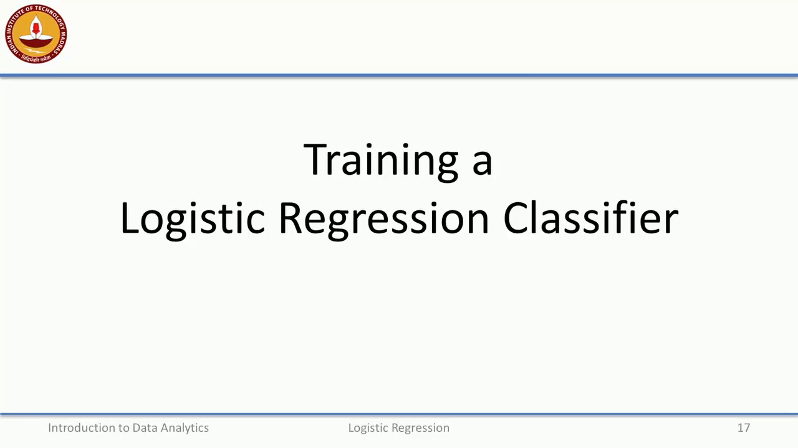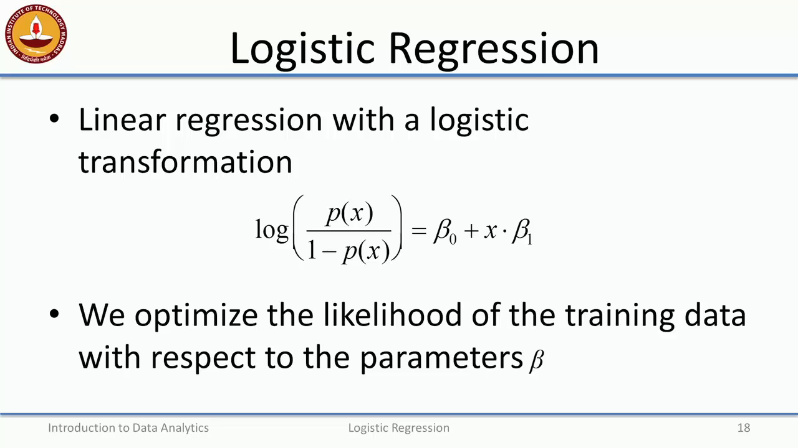Hi. So, we are looking at the module on training logistic regression classifier now. In the previous module we looked at the basic idea behind logistic regression, which is essentially to do linear regression with a logistic transformation. So, you took the log odds function, which is p of x by 1 minus p of x, took the logarithm of it and tried to fit a linear curve to this transformed function.